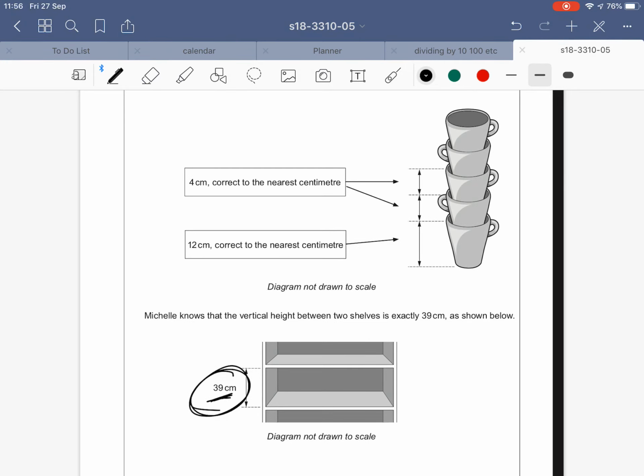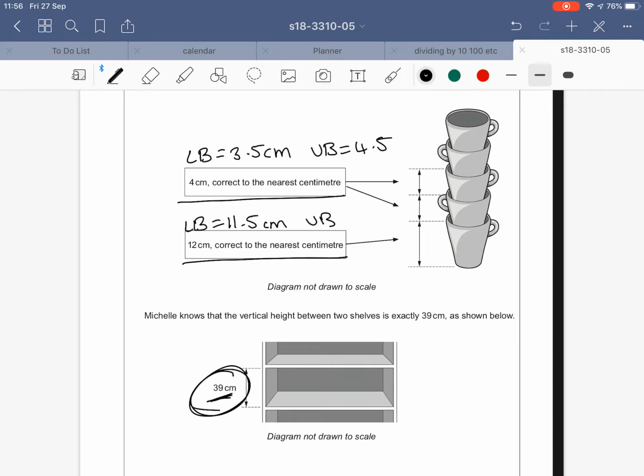The coffee cups are not exactly those values, because this is correct to the nearest centimetre. This is correct to the nearest centimetre. So the nearest centimetre is 1, so we half that, so it's a half. So the lower bound, take it away, is 3.5 centimetres. And the upper bound is going to be 4.5 centimetres. Same for this one. The lower bound is going to be 11.5 centimetres, and the upper bound is going to be 12.5 centimetres.